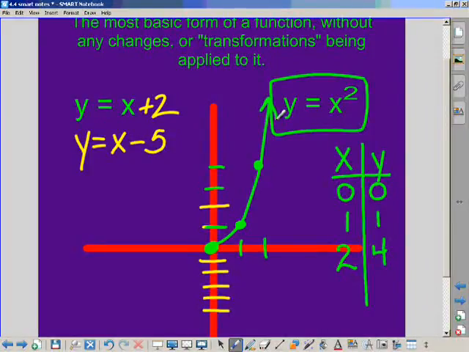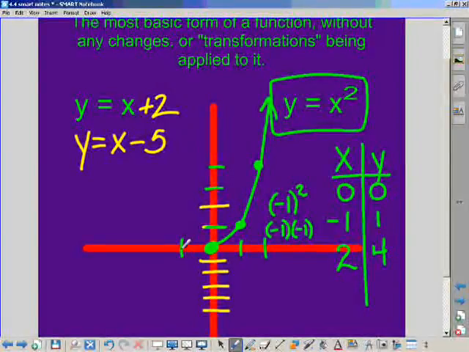Now let's think about what happens as we go to the negative side. Negative 1 squared. Well, if you do this properly, negative 1 squared means negative 1 times negative 1. Well, negative 1 times negative 1 is positive 1. So you go over to negative 1 and up to positive 1. So you can see how the parabola is coming down, hits its minimum, and then starts to bend back up.